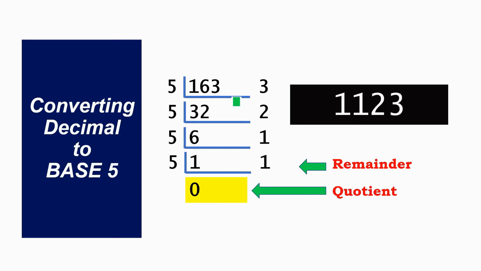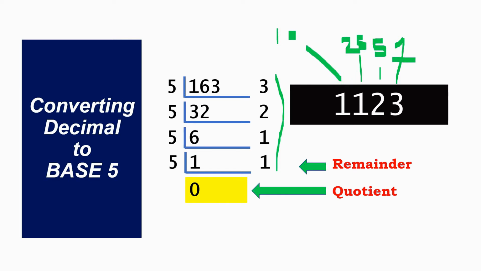So 163 in base 10 is 1123 in base 5. And you can see that if you multiply this with the place values, this is place value 5 to the power 0, which is 1. The place value of this number is 5. The place value of this place is 25. And the place value of this is 125. So you can see that 125 plus 25 is 150, plus 5 into 2 is 160, plus 3, 163. That's what we started off with.